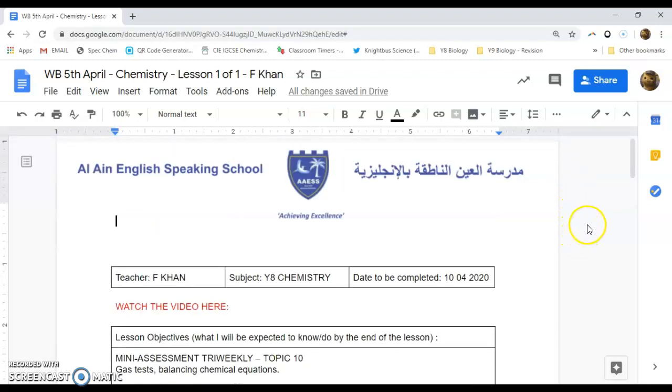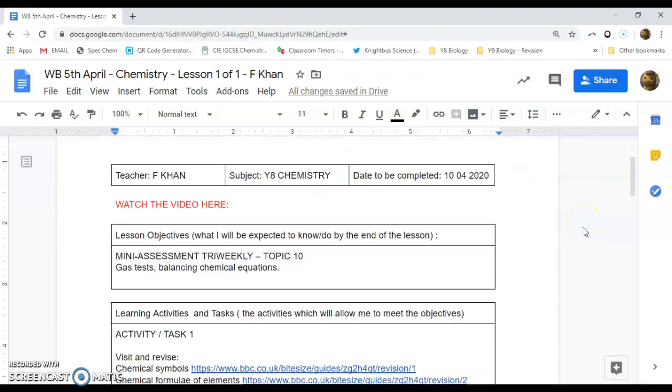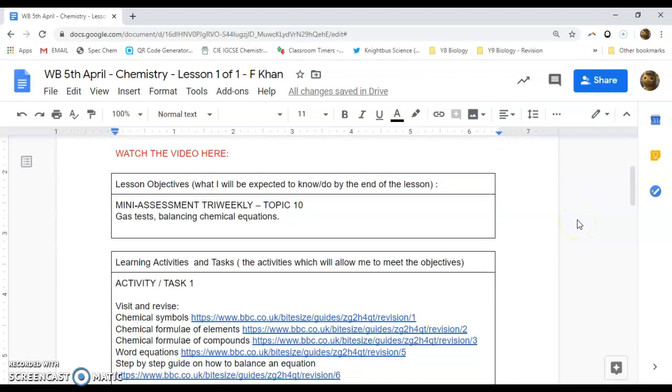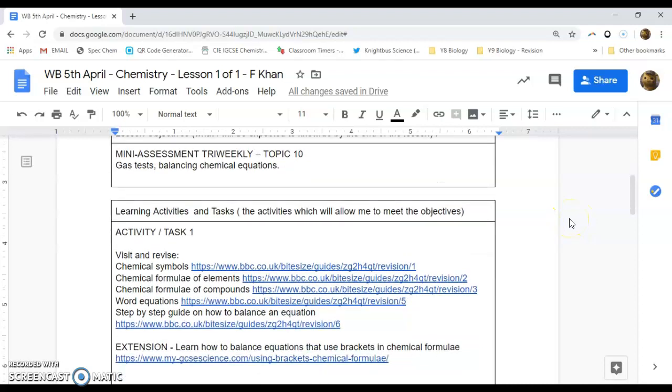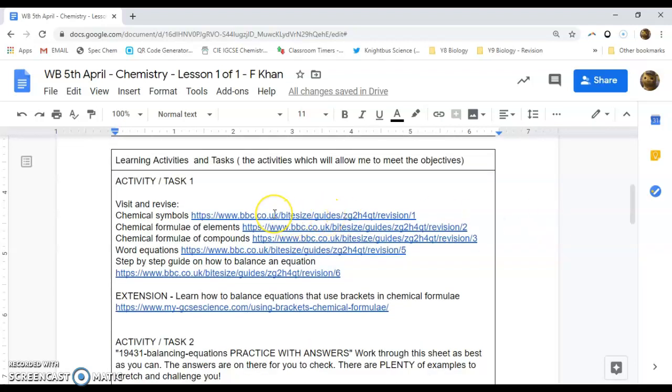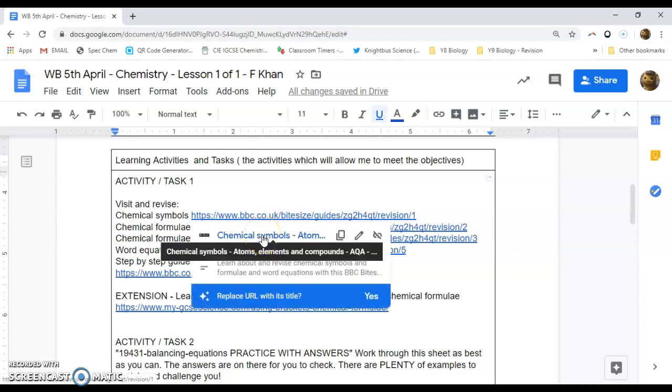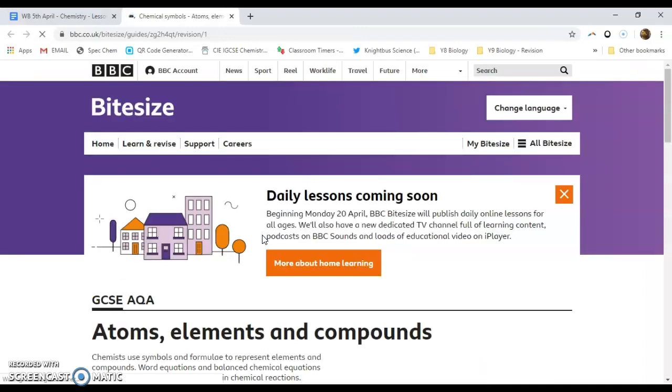So I'm just going to go through what your instructions are and also give you a little bit of advice on the way as to how to go about it. The first activity that I'd like you to do is make sure that you visit and revise some of the essential parts of the specification that we have covered. Just make sure that you don't make any mistakes on things like chemical symbols.